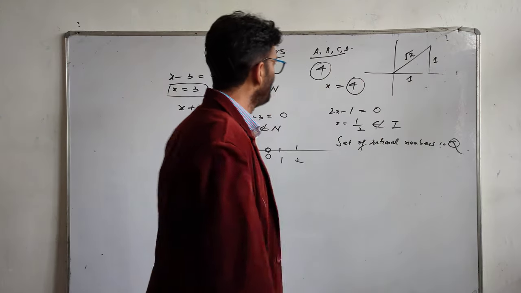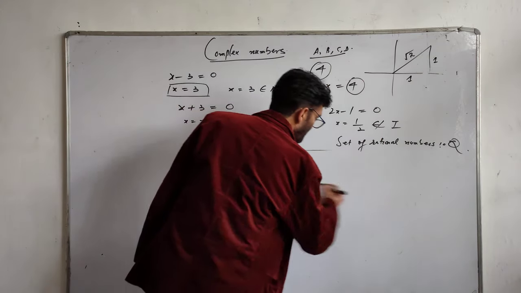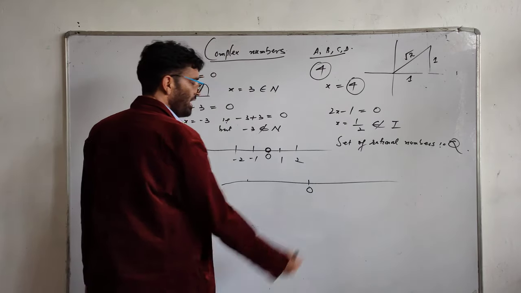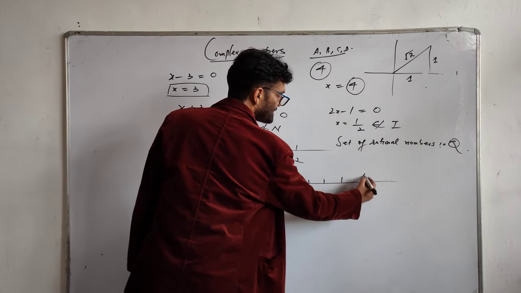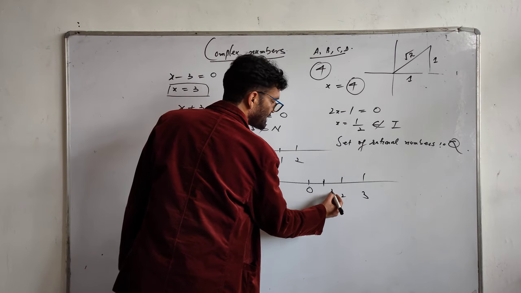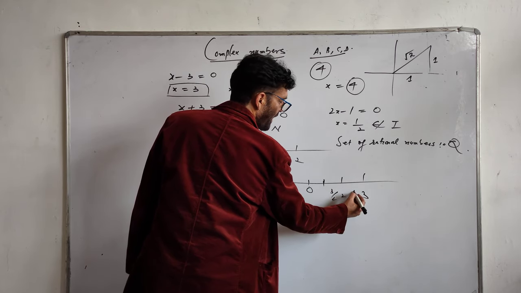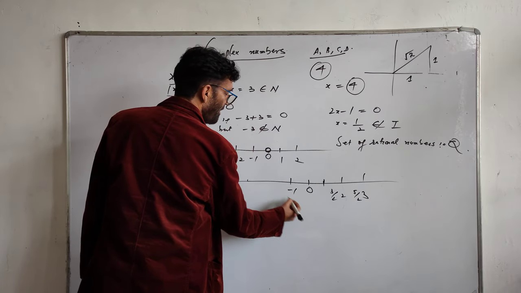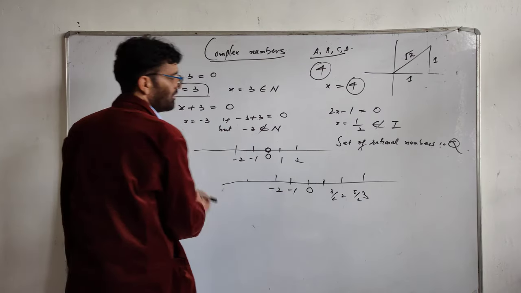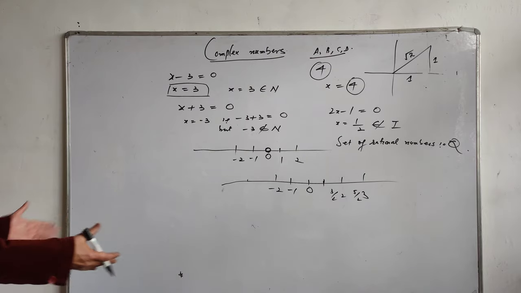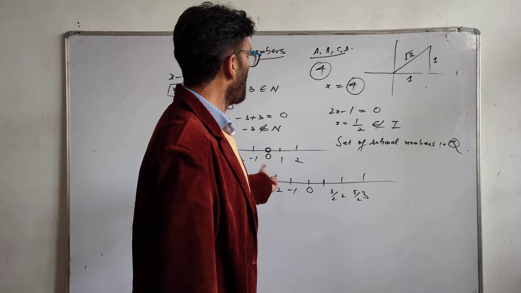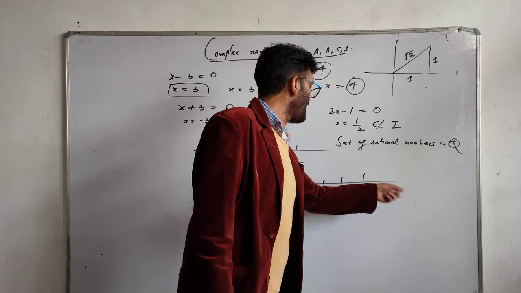Nothing at all. Because you are taking an arbitrary line, and here you use 0, here 1, then 2, then 3; in between 1 and 2 it is 3 by 2, in between 2 and 3 it is 5 by 2, and so on. On the left-hand side it is minus 1, minus 2, and so on. It's a line, and these are the symbols used for representing the points on this number line.